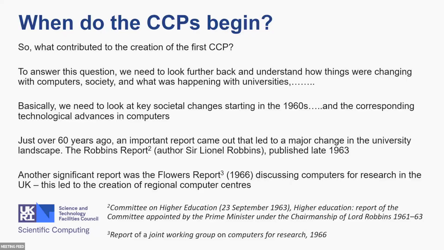And just over 60 years ago now, a report by Sir Lionel Robbins, who was the head of the London School of Economics, published something in 1963, which is still used even today by modern governments as a sort of rule for how they want the universities to be. Running alongside that was this Flowers report in 1966, where the demand for computing in universities was quickly outstripping anything available. And they wanted to try and find a way to resolve that.